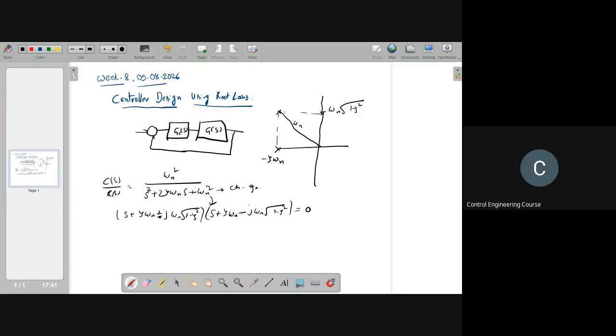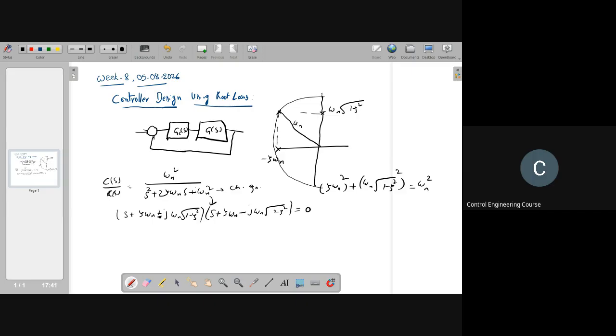We also know that the locus of these closed loop poles traces a circle. That is, zeta omega n whole square plus omega n into square root of 1 minus zeta square whole square is equal to simply omega n square. That means it traces a circle with radius omega n.